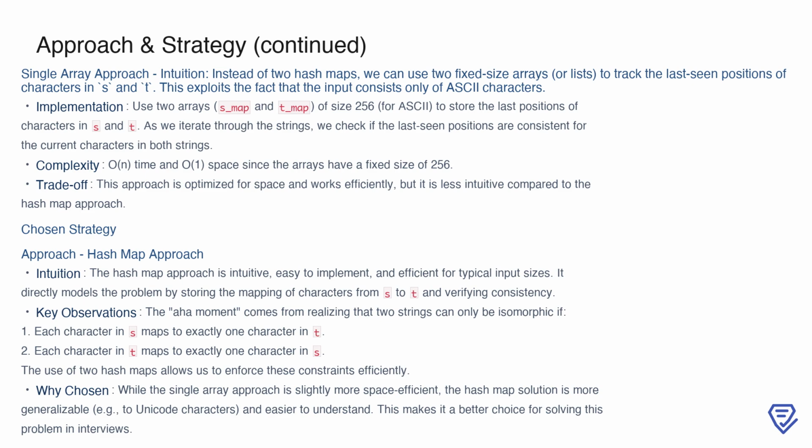The key insight is that two strings are isomorphic if and only if each character in S maps to exactly one character in T and vice versa. The use of two hash maps enforces this condition effectively, making the solution both clear and reliable. While the single array approach is slightly more space efficient, the hash map method is easier to generalize, for example, to Unicode characters, which makes it a better choice overall.